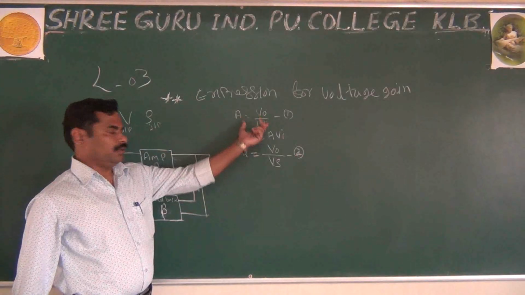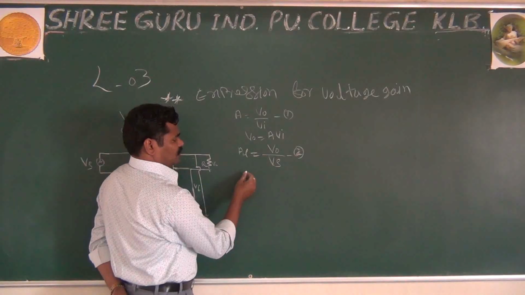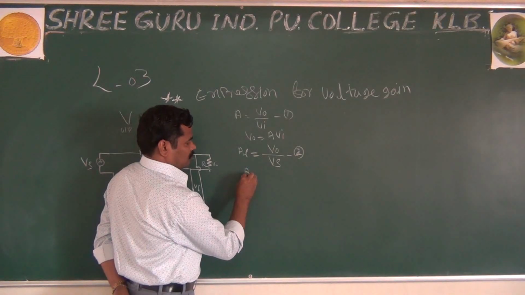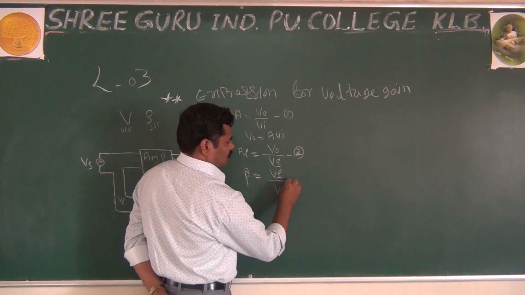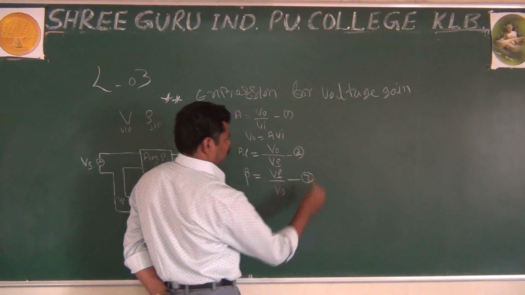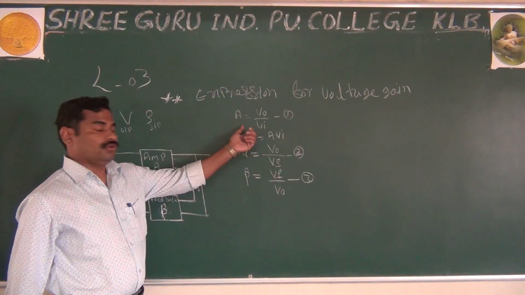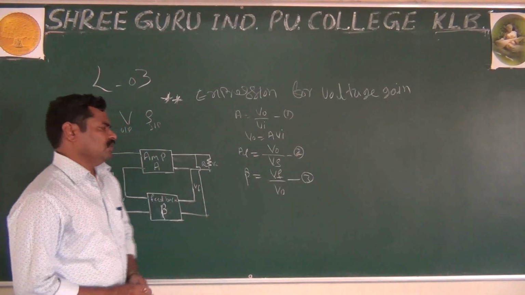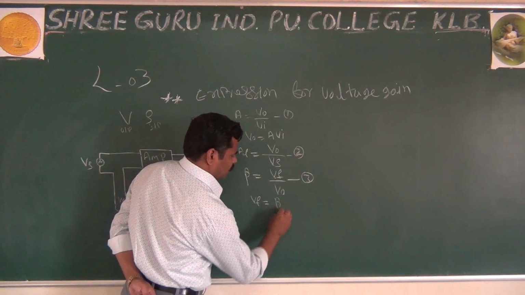Gain without feedback, gain with feedback, then AF as it is. Then we go for beta, the feedback factor. The beta, that is Vf by V0. Write that as equation number 3. This is nothing but the gain without feedback, and with feedback, this is nothing but your feedback factor. This also can be written as Vf equal to beta into V0.